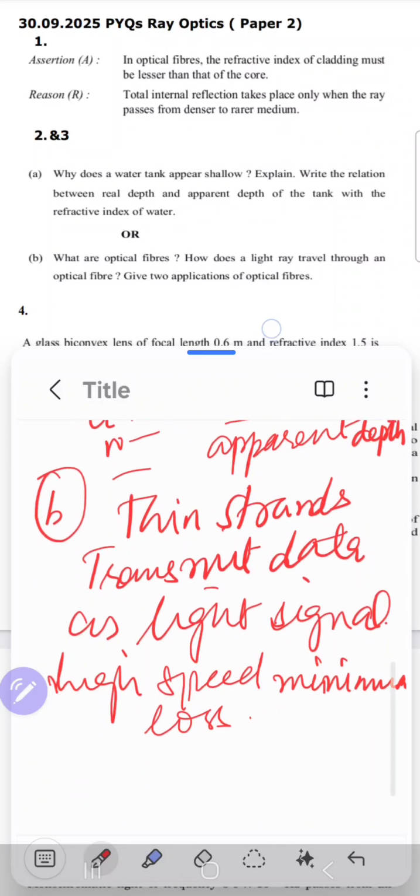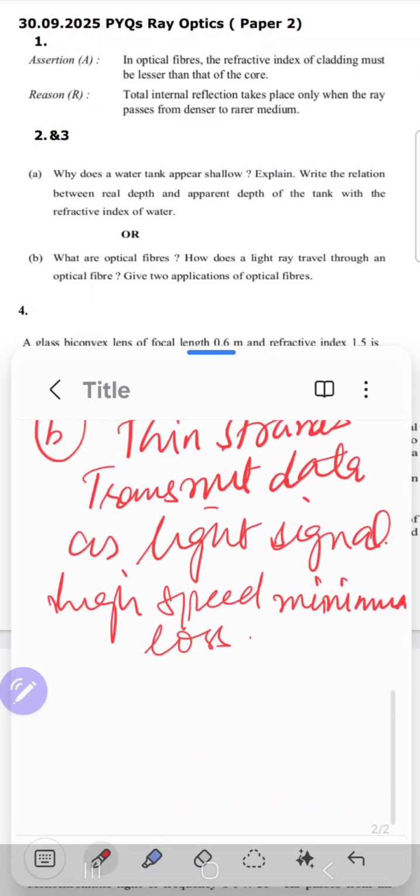So we have already discussed, this is a theoretical question. What are the optical fibers? These are very thin strands, made up of glass or plastic, and they can transmit data from one point to another point in the form of light pulses, with very high speed. Long distance data communication can also be an application of optical fibers. And the loss is minimum because light goes from one point to another with the help of total internal reflection.